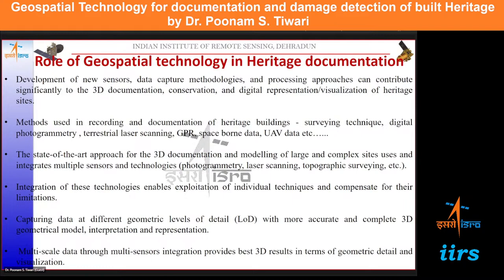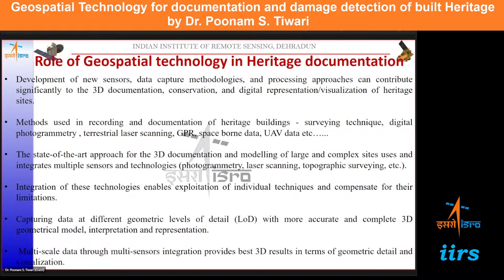Then you can have space-borne data that we all use. Now, for higher spatial resolution, you can also use unmanned aerial vehicle data. Now, we should be clear that any one technique would not be suitable for documentation and modeling of any of the heritage sites. Why is that so?